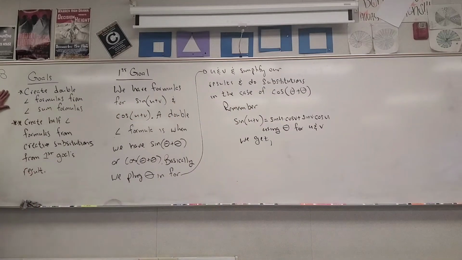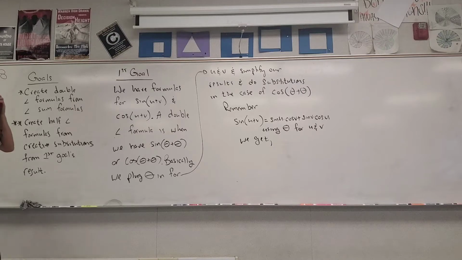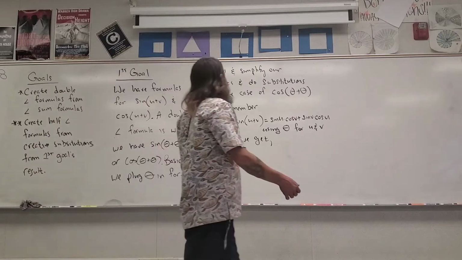Our first goal is going to be to create double angle formulas from the angle sum formulas. Our second goal is going to be to create half angle formulas from creative substitutions from our first goal's results. So we need to accomplish the first goal in order to accomplish the second goal. All right, here we go.